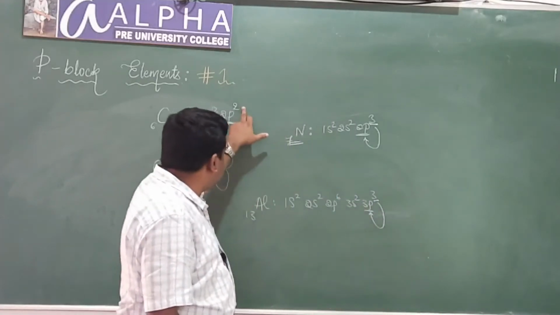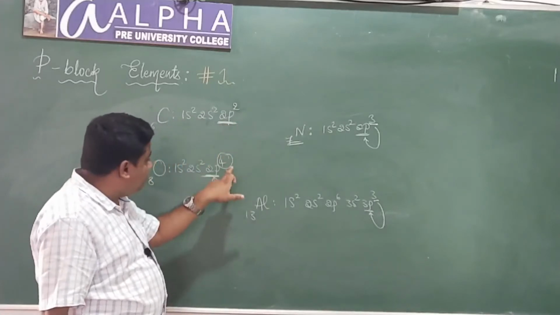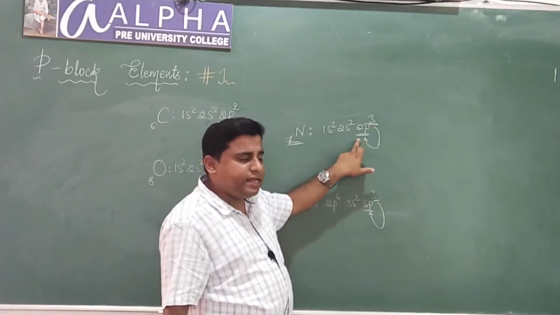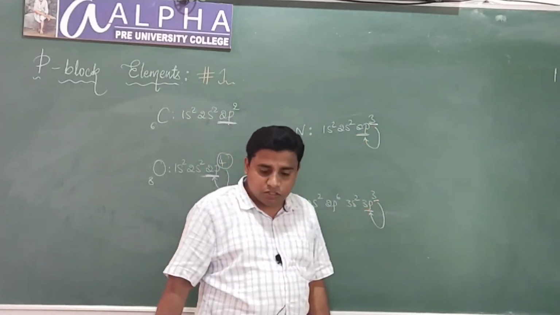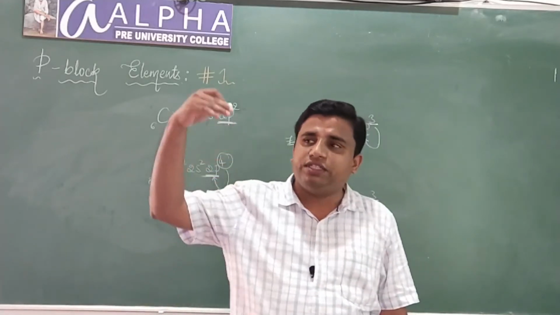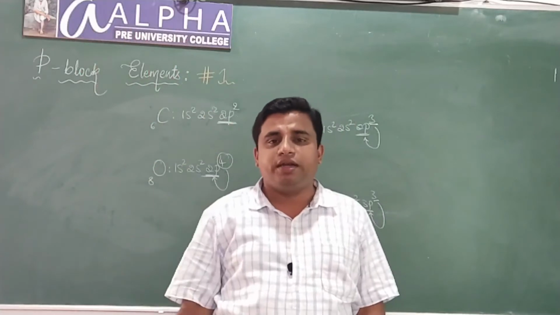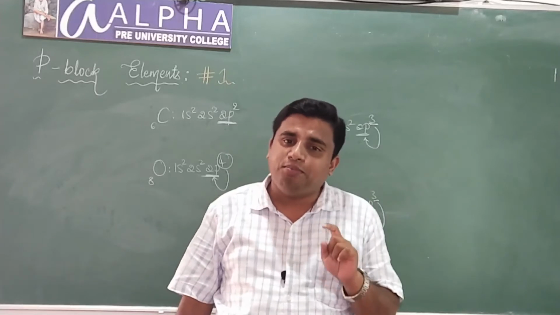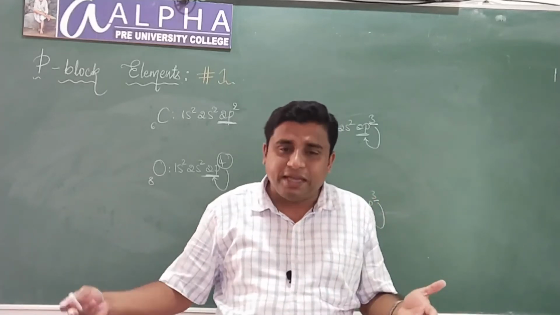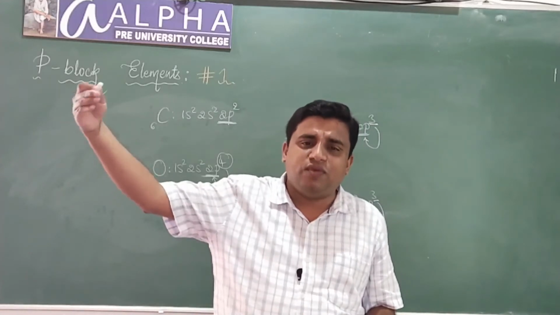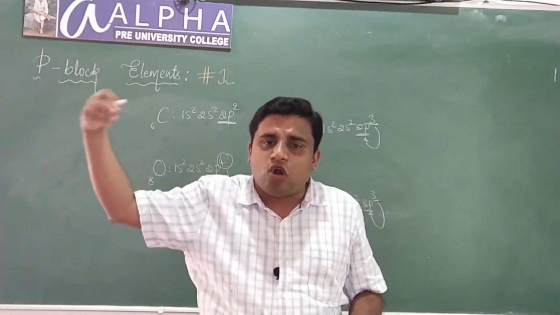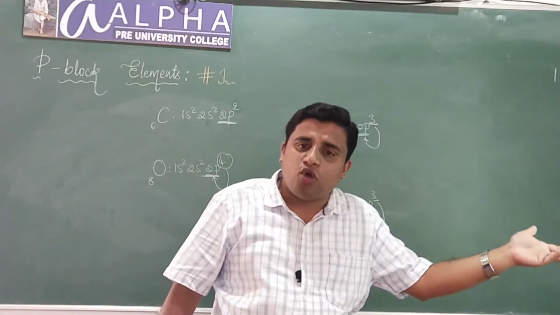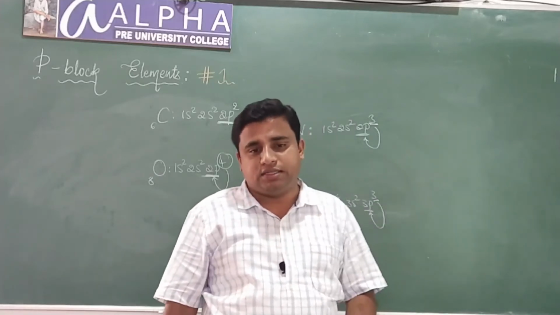Yes, the valence electron enters the valence p orbital. So those elements in which the valence electron enters the valence p orbital are called P block elements. Simple. By the way, what are s block elements? The elements in which the valence electron enters the valence s orbital are called s block elements, whereas those in which the valence electron enters the valence p orbital are called P block elements.